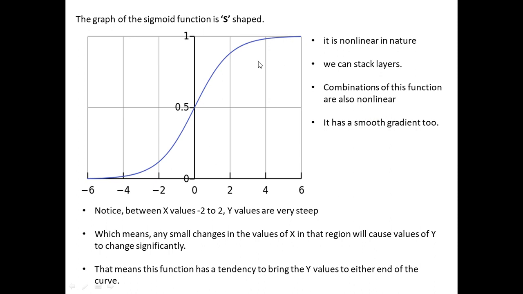If you notice here, for the values of x between minus 2 and plus 2, the values of y are very steep, which means any small change in the value of x, from 0 to 0.5, 0.5 to 1, 1 to 1.5 and 1.5 to 2, in this region will cause the value of y to change significantly. So it means this particular function has a tendency to bring the values of y to either end of the curve, either this end of the curve or this end of the curve.